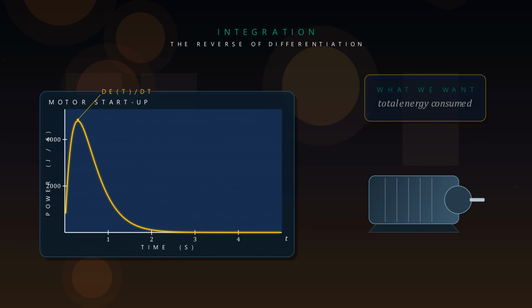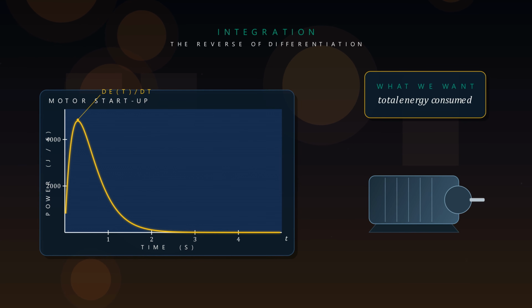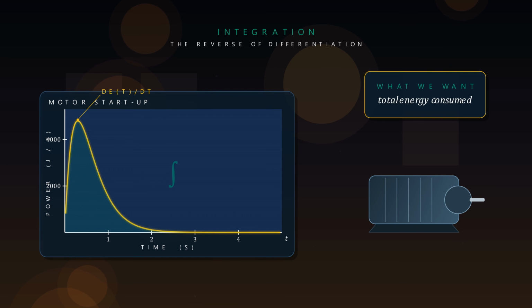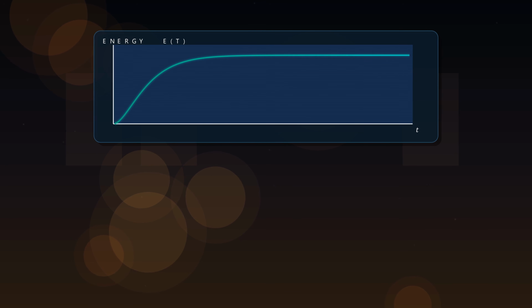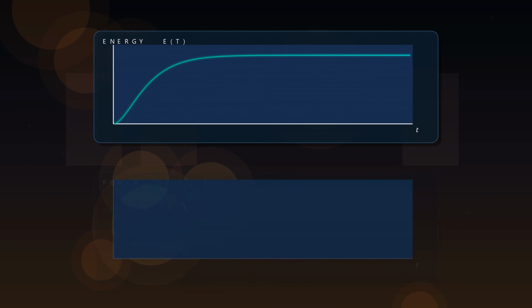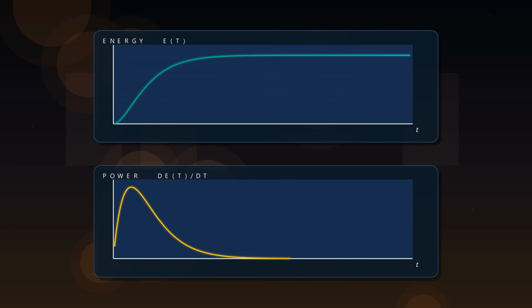But what we really want to know is the total energy consumed. To get from a rate of change, power, back to the accumulated quantity, energy, we integrate. Here are both curves together. The top panel shows E of t, the total energy accumulated over time. It grows continuously as the motor runs. The bottom panel shows dE of t over dt, the power, which spikes at startup and then decays.